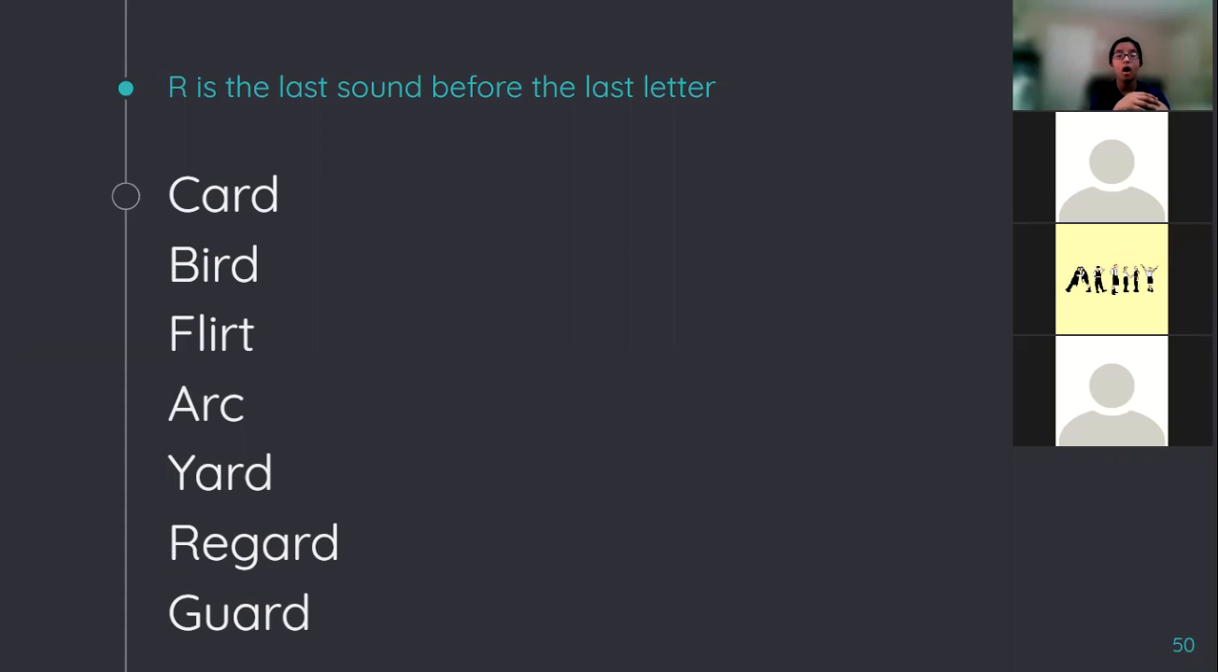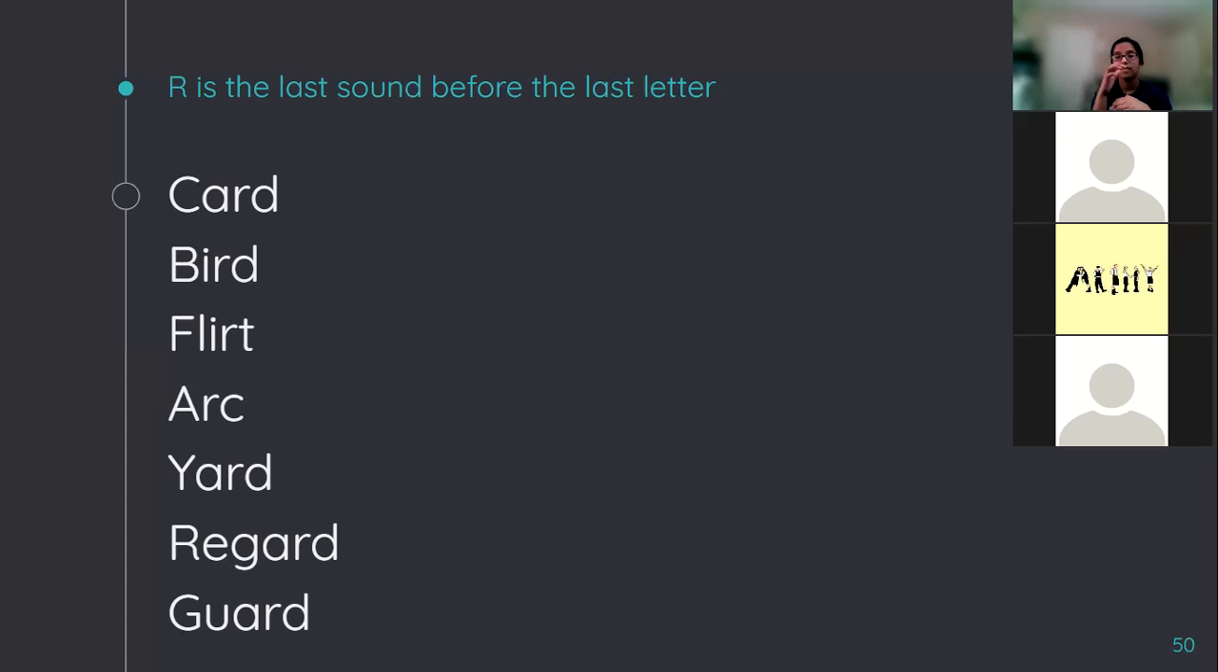And then you have arc. Arc. So arc is also making that middle sound, but basically when you have R before the last letter, you pronounce that last letter strongly. Arc. And then you have yard. Yard.